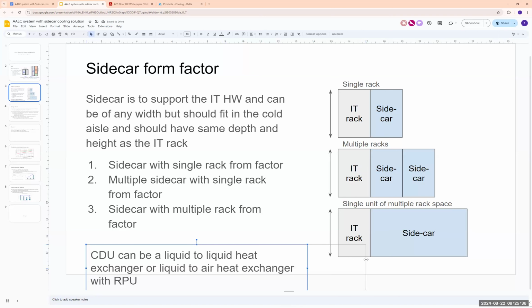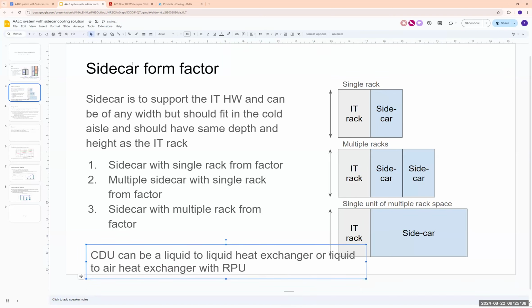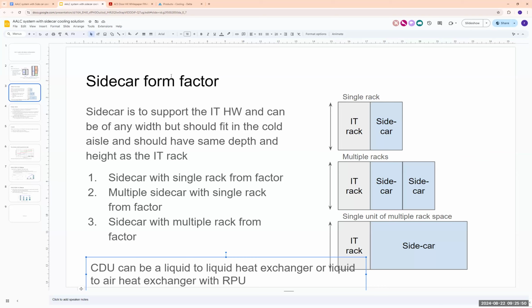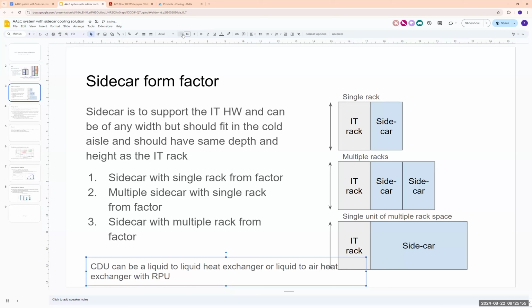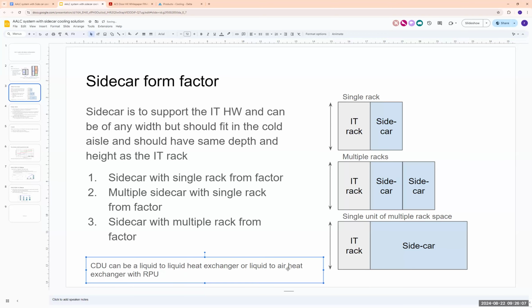So basically, that's the only difference between a liquid to liquid and a liquid to air. In a liquid to liquid, you have a liquid to liquid heat exchanger, and you have an RPU with the higher pumping units and higher flow rates. Versus in a liquid to air heat exchanger, you still are exchanging heat between liquid to air, with an RPU. So I don't think there is any other difference than this.